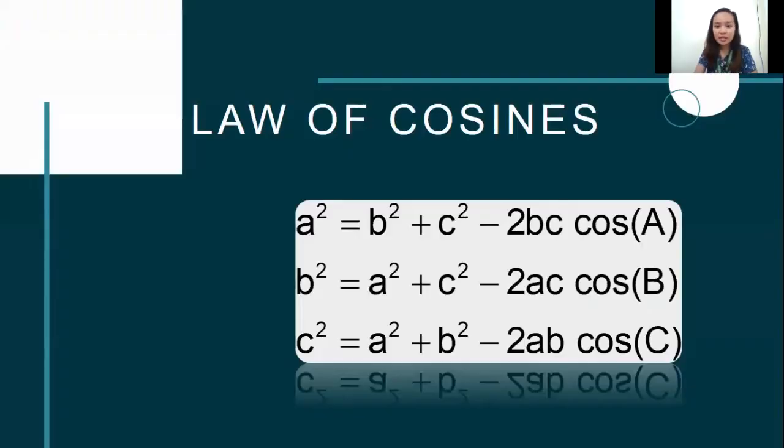Okay, and for the law of cosines, we have this expression: a squared equals b squared plus c squared minus 2bc cosine A. b squared is equal to a squared plus c squared minus 2ac cosine B, and so on. So this is basically a quadratic formula where you can solve sides or angles of a given oblique triangle. Okay, I'll show you examples of this one.